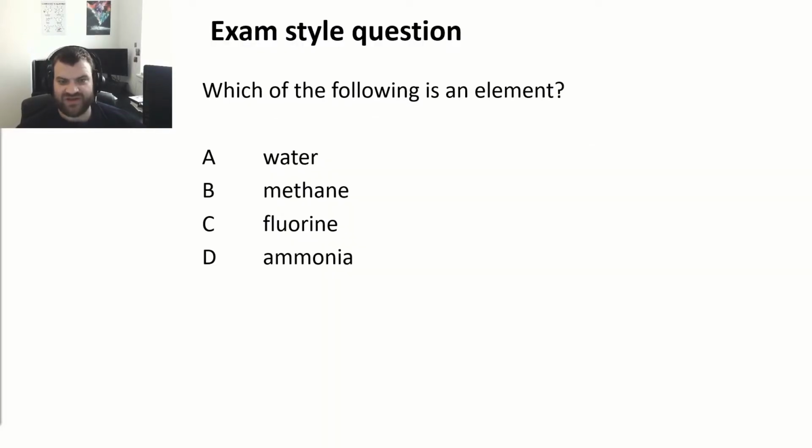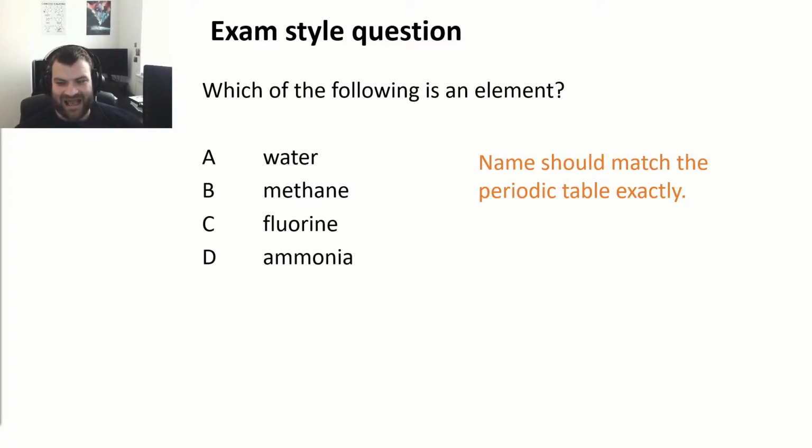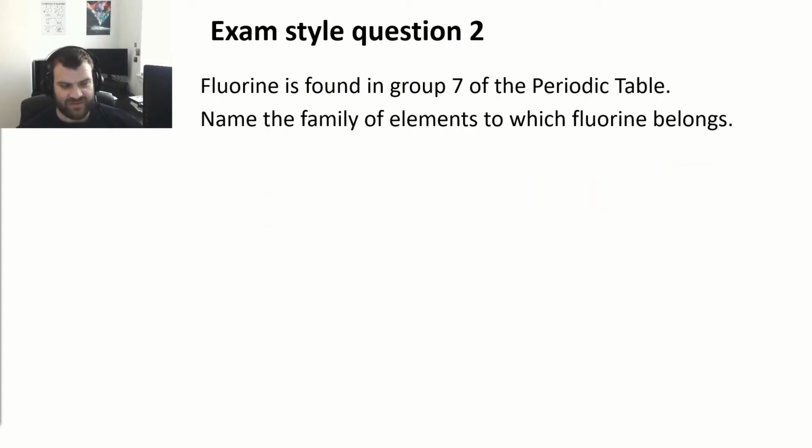Moving on to types of questions that you can be asked. First type of question is they could give you a list and ask you to identify, in this case, which of these is an element. And an element, the name will match exactly what's in the periodic table. So when we scan through the pages with the full periodic table, you will see that fluorine is found written exactly the same. Therefore, fluorine is our element from this list.